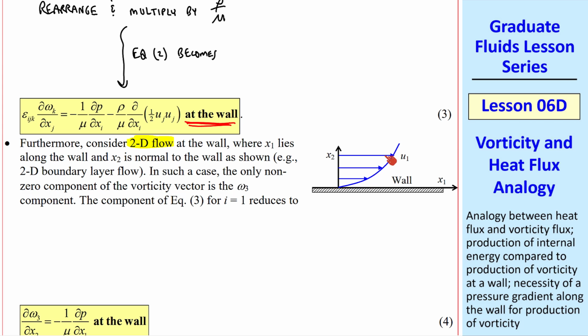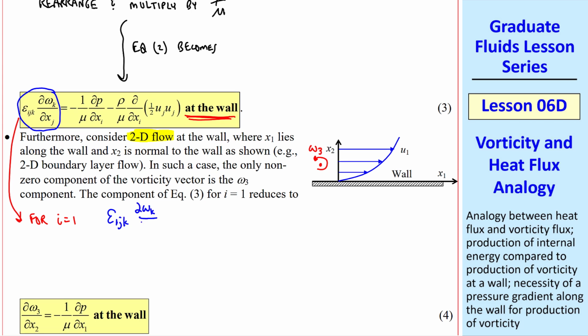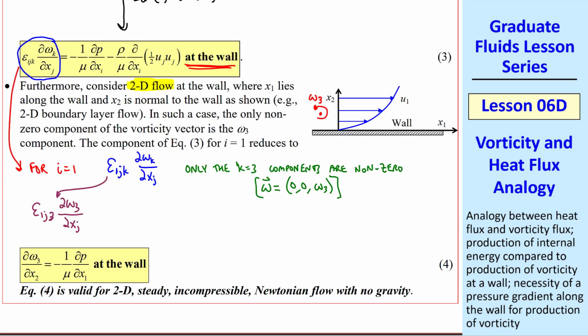We can reduce this even further for 2D flow, where x1 is along the wall and x2 is normal to the wall, for example in a boundary layer. In this kind of 2D flow, omega 3 is the only non-zero component of vorticity. Let's look at equation 3 for index i equal 1. In particular, let's consider this term. With i equal 1, we have epsilon 1jk ∂ωk/∂xj. But as we think about this term for 2D flow, only the k equal 3 components are non-zero. If you let k equal 1 or 2, this term goes to 0, since the vector omega is 0, 0, omega 3. Expanding this out with k equal 3, we have epsilon 1j3 ∂ω3/∂xj.